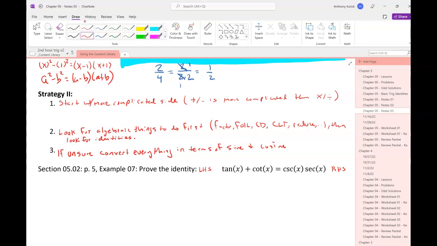So let's do another example. So again, the first thing we want to do is decide which side is more complicated, the left-hand side or the right-hand side. You guys say the left, because we had said before that addition and subtraction is more complicated than multiplication and division. So we're going to start with this side. Now, my first suggestion is to look for algebraic things to do. Now here I just have two things that are added together, right? Are they like terms? No. Do they share any factor in common? No, because they're just one factor each. So is there anything algebraic to do here? No. Okay. So the next thing we would do is look for an identity to use.